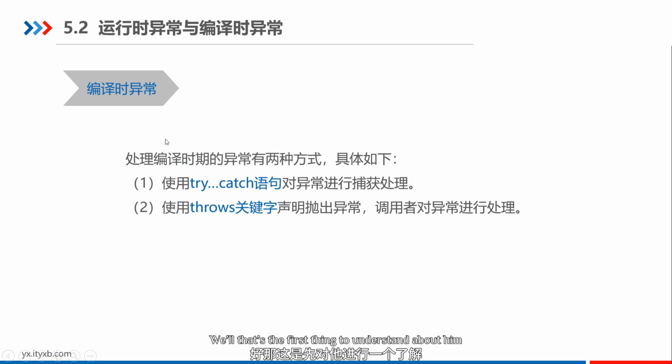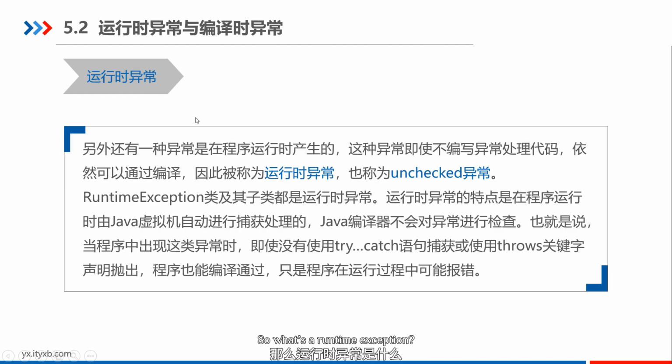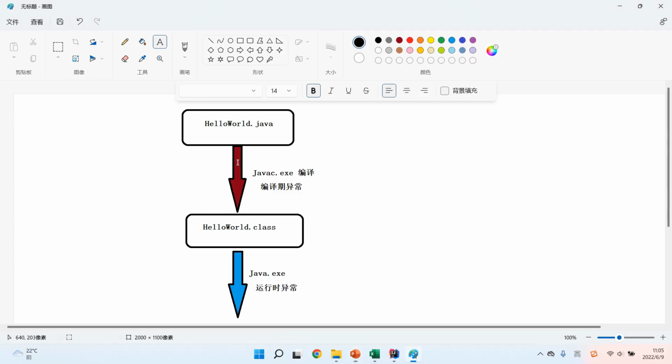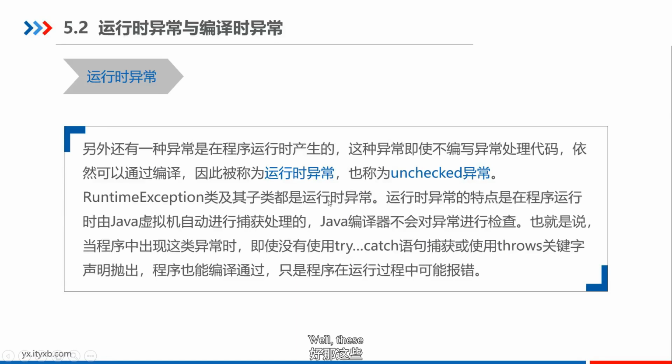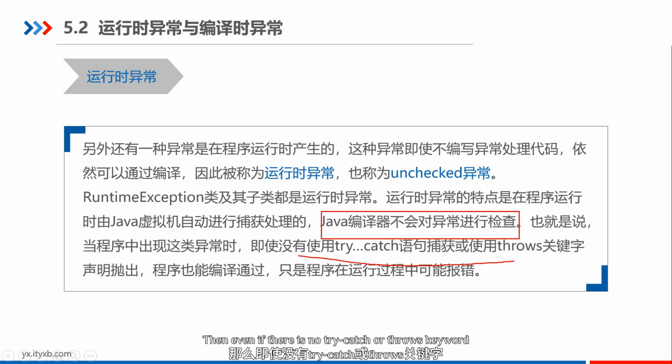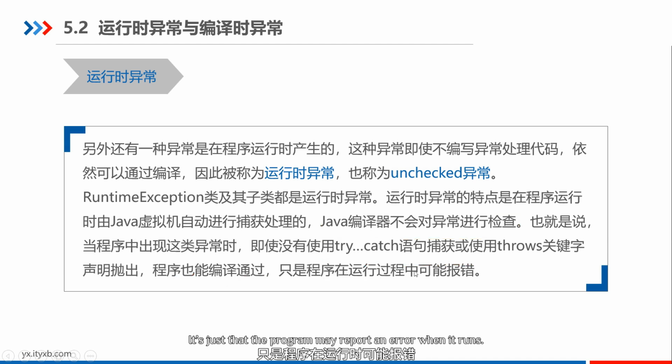Well, that's the first thing to understand. So what's a runtime exception? Runtime, as the name suggests, when you draw this picture, is a problem that we find at runtime, when the program has already been checked. These runtime exceptions are the main thing to master. The compiler won't check for them. They don't check for exception. Even if there is no try-catch or throws keyword, the program passes the check. It's just that the program may report an error when it runs.